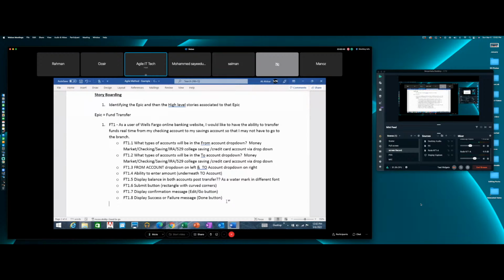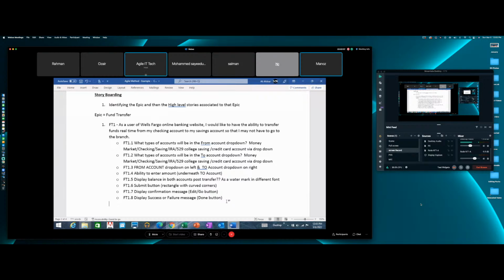Where is 1.5? Same page, same screen. How do you know? FT1. What do you mean FT1? All of this is for FT1, right. That's what I meant.